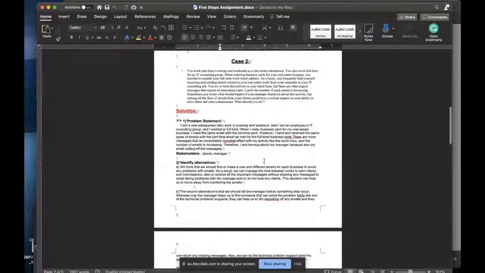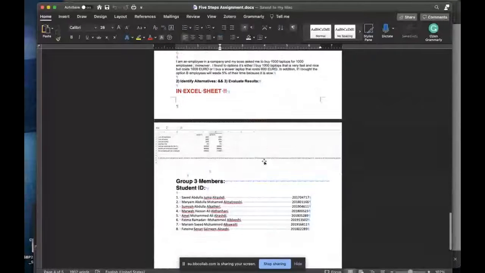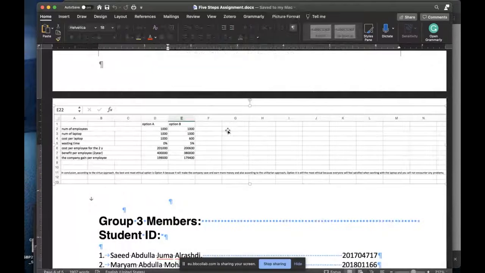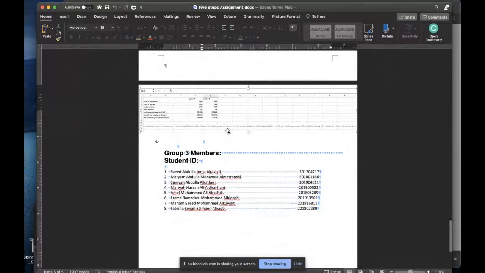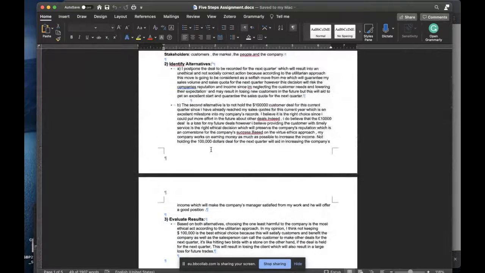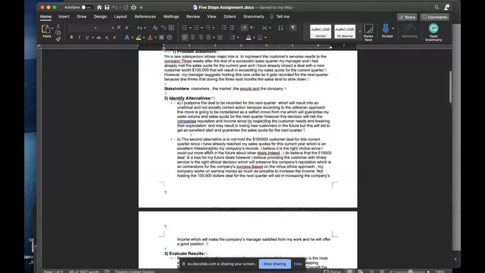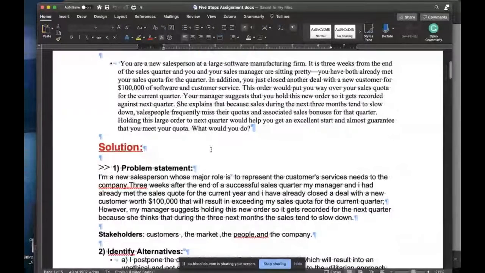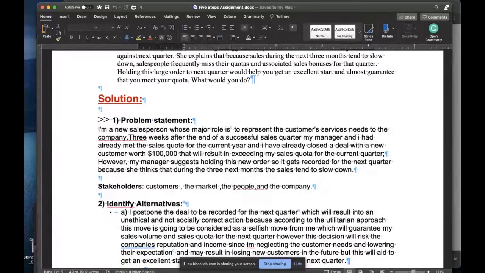Mariam, you have submitted case one, case two, case three, and case four. Amazing. And you have embedded an Excel sheet. Is that an image? Okay, nice. Mariam, did everybody work in your group, or did you have issues that somebody doesn't work? To be honest, we all worked. We divided the cases into two because we are eight. So each two worked on a case. Sumaya and I worked on the first case. Marwa and Mira worked on the second case. Fatima and the other Fatima worked on the third case. Saeed and Maryam worked on the last case.